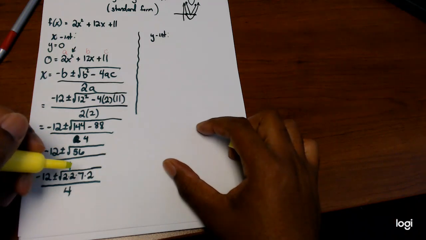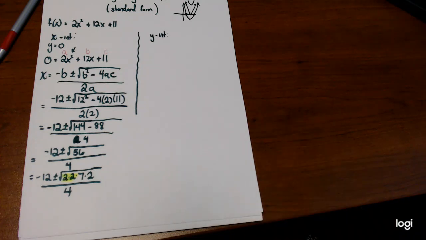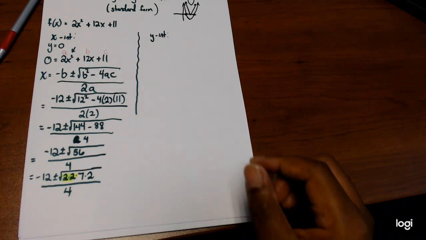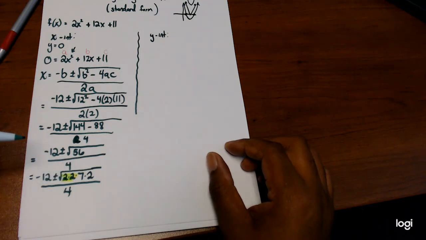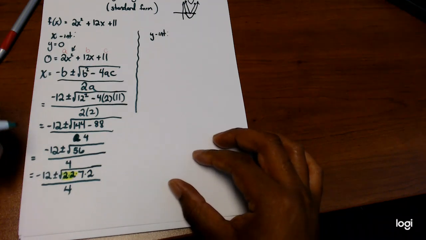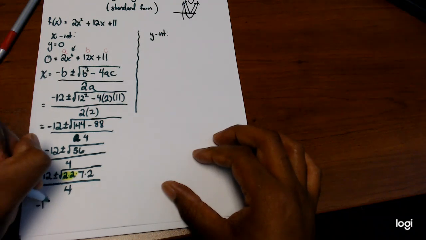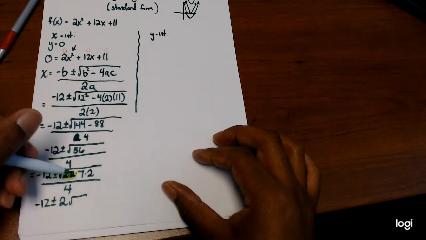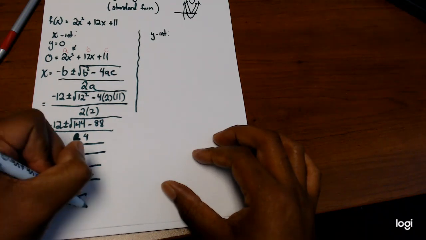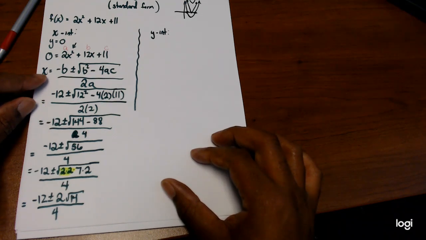So we have a pair of factors here, that 2 times 2. So this radical becomes the square root of 2 times 2 times the square root of 7 times 2. And of course, the square root of 2 times 2 is just 2. So this is negative 12 plus or minus 2 times the square root of, and we multiply what's left, 14. Okay, so we simplified the radical.